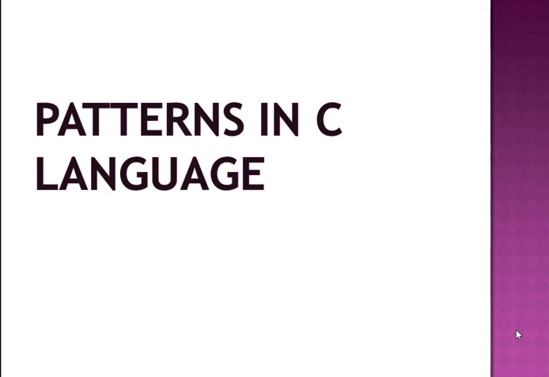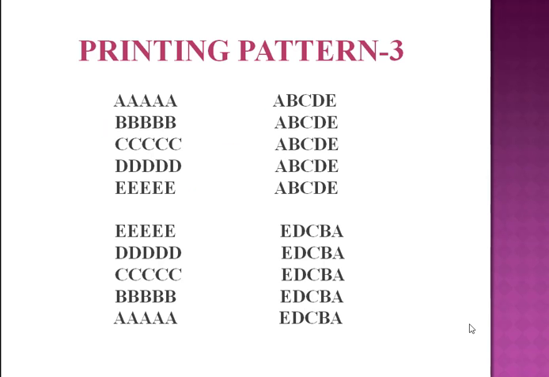This is the third video of the C programming pattern series. As in the previous video we learned how we can print number patterns, in this one we will see how easily we can print alphabetic patterns. We will learn about 4 types of pattern in just a single video. So let's get started.